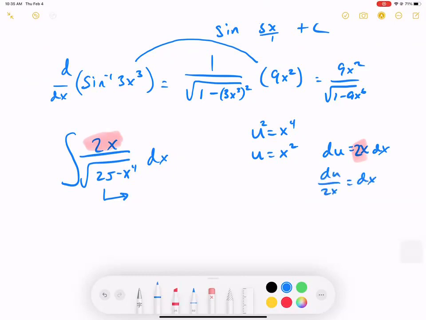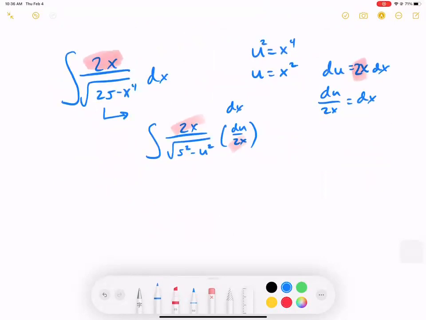All right. Now, if I want to rewrite it, it's going to be the integral of 2x over the square root of, I'm going to write this as 5 squared, so you can see the 5 squared minus u squared. dx is now du over 2x. And thank you 2x, you got rid of that extra baggage on the outside. We got rid of all our x's. Now we're talking the same language, U to U. And now we're left with the integral of du over the square root of 5 squared minus u squared.